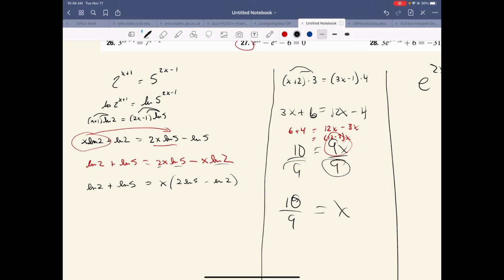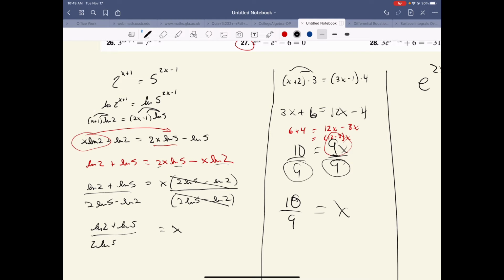Now all I did to finish was divide by whatever was attached to the x. Well, now this is what's attached to the x. So I'm going to divide by 2 ln5 minus ln2. Divide by 2 ln5 minus ln2. Those will cancel, and I get the answer. X is ln2 plus ln5 over 2 ln5 minus ln2.